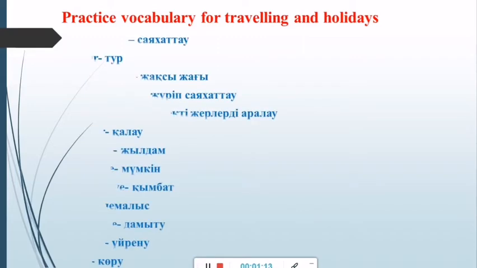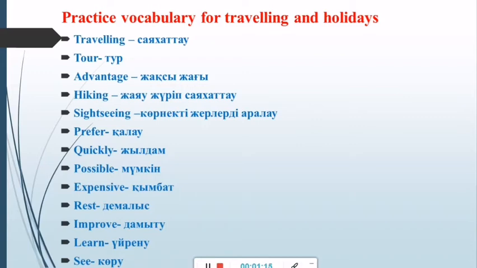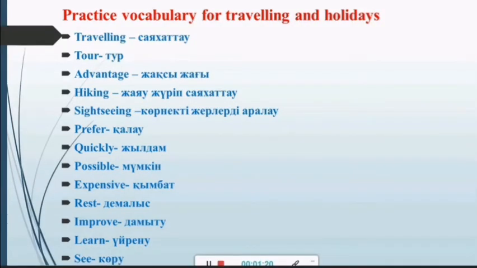Now let's practice vocabulary for traveling and holidays. Traveling. Tour, advantage. Hiking. Sightseeing. Prefer. Quickly. Possible. Expensive. Rest. Improve. Learn. See.